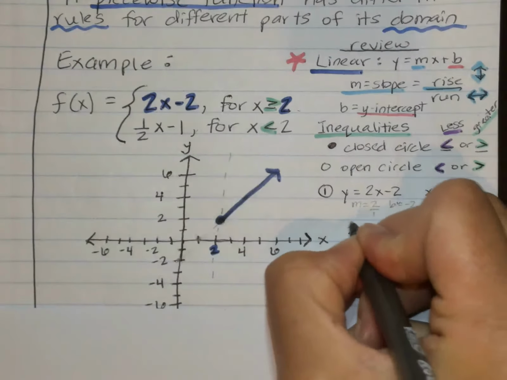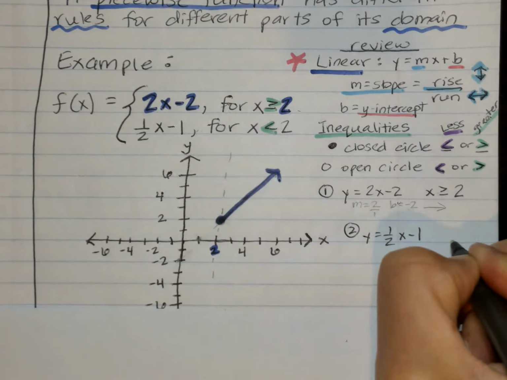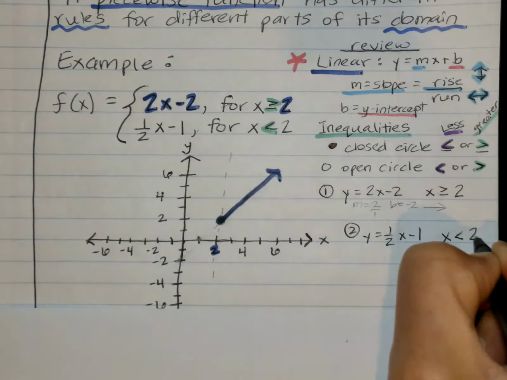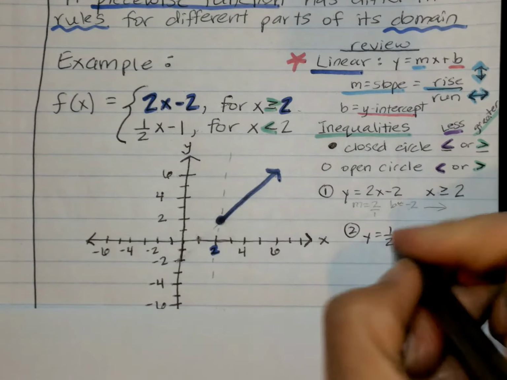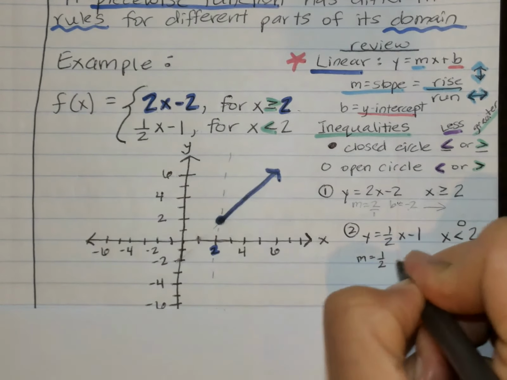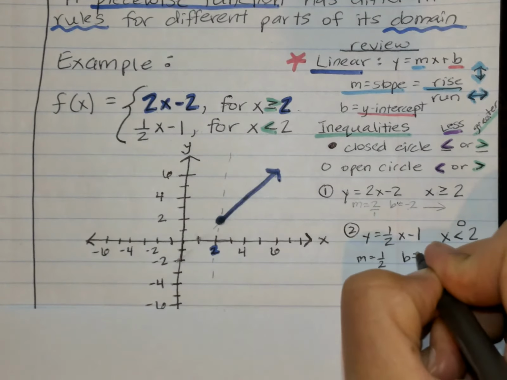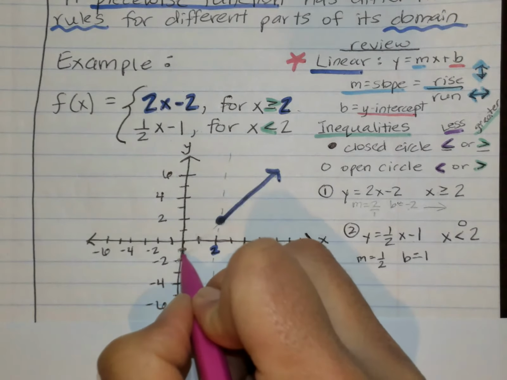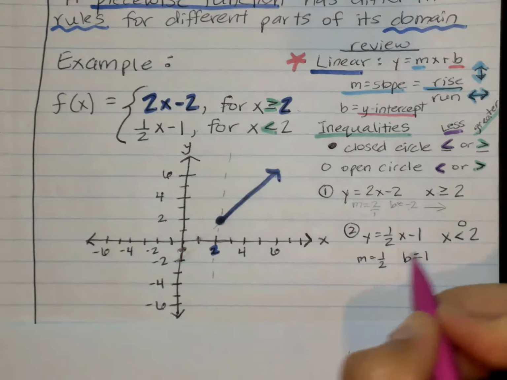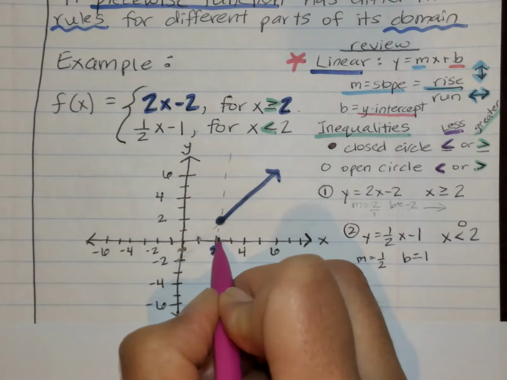I'll just write it over here. y equals 1/2 x minus 1 is for when x is less than 2. Less than means open circle because it doesn't have the equal to. So my m is 1/2, up 1 over 2. My b is negative 1. I just get that from the equation. So I'm going to start at negative 1, put a point. That's my y-intercept. Then I'm going to go up 1, right 2, put a point.